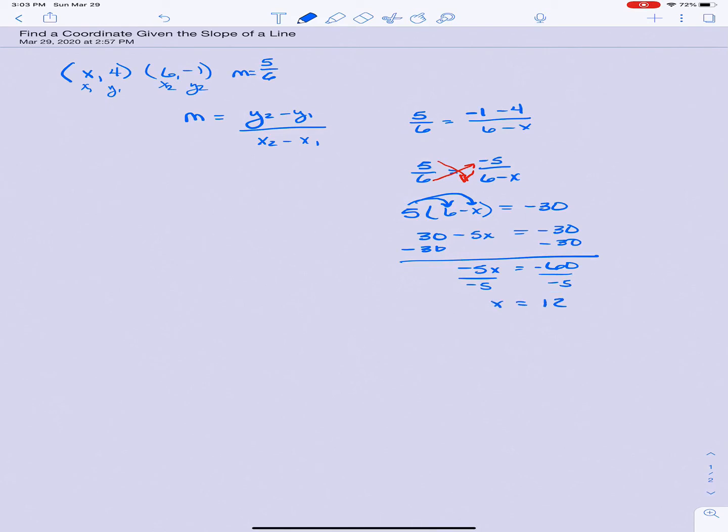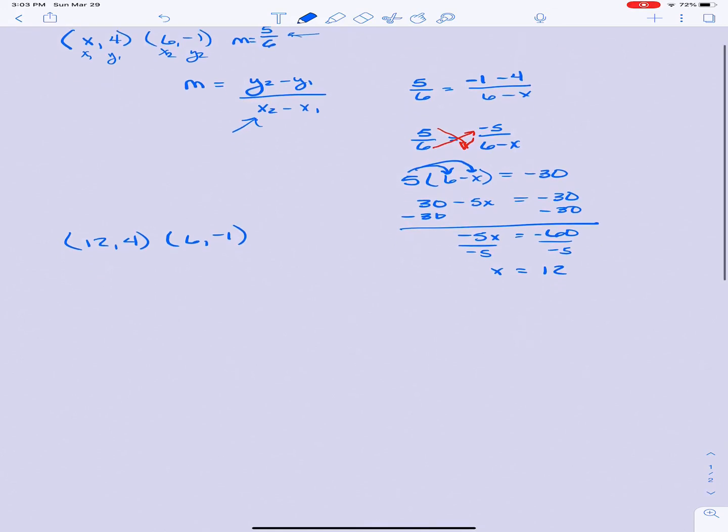So we know that our first coordinate is going to be 12, 4. And then our second coordinate is 6, negative 1. And if you want to check your answer, you can substitute these back into this equation, and you should get this slope. Let's do another one.